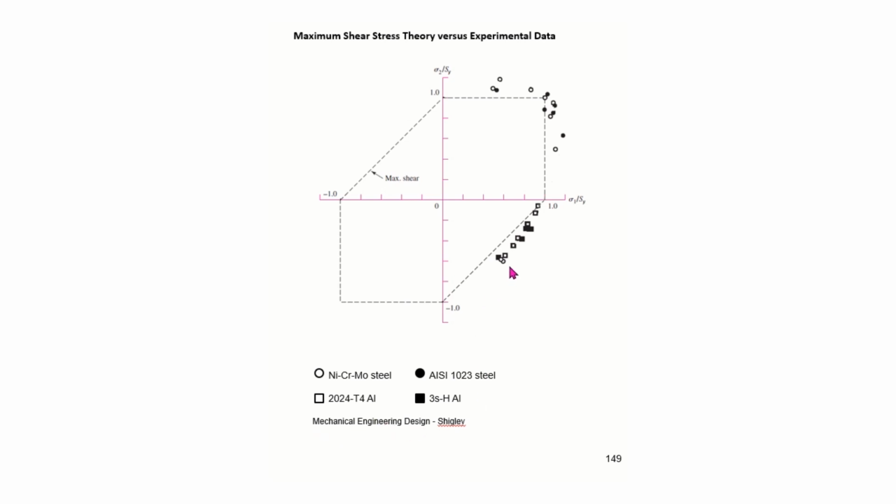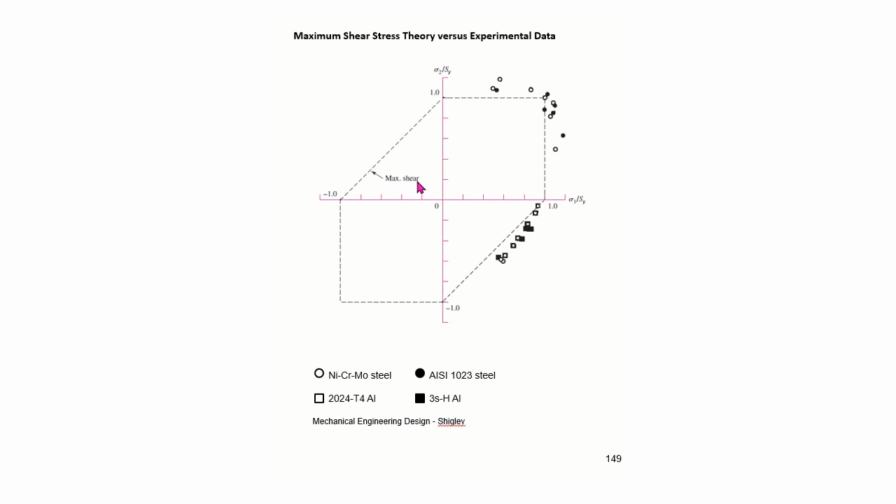So this shows us that this plot is different than the maximum normal stress, again, only in this quadrant here and in this quadrant here, and it essentially cuts that box in half. The maximum shear stress is a very good theory. It's conservative and it's very easy to apply.